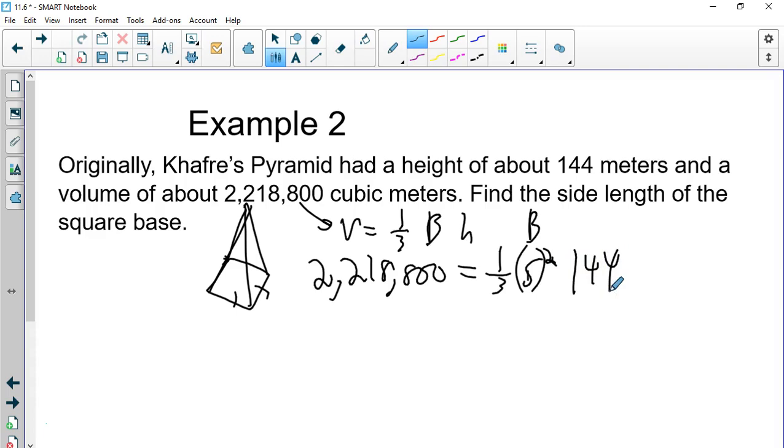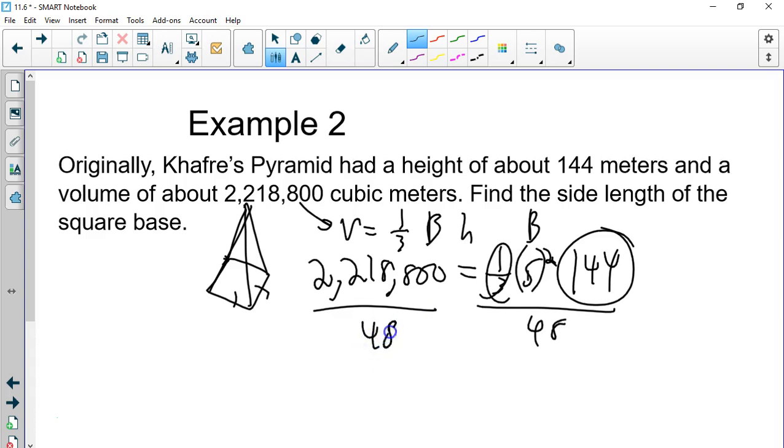Okay, now, does 3 go into 144? Because basically you need to multiply 1/3 times 144. And it does, it's 48. So this times this is 48. So I'm going to divide both sides by 48. When I do that, 2,218,800 divided by 48 gives me 46,225 equals the area of the base, or we can think about it as s squared, because it's a square.